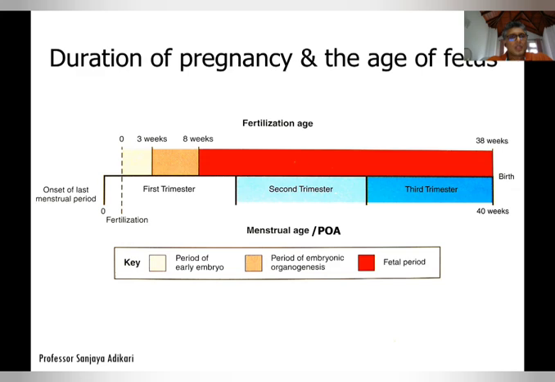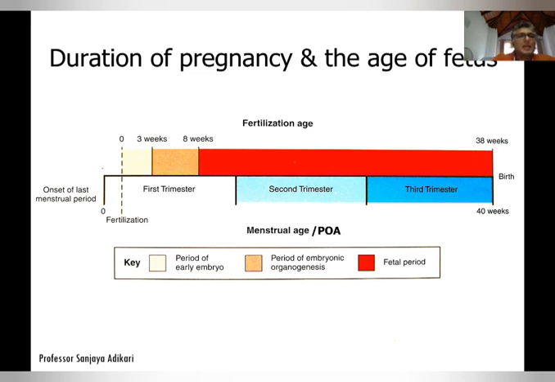Then if you look at this diagram carefully from one end, you can see it says onset of last menstrual period. Onset of last menstrual period. So that is actually day 0. You know this now? Day 0. Okay, so focus on that first. Everything is calculated based on that actually.